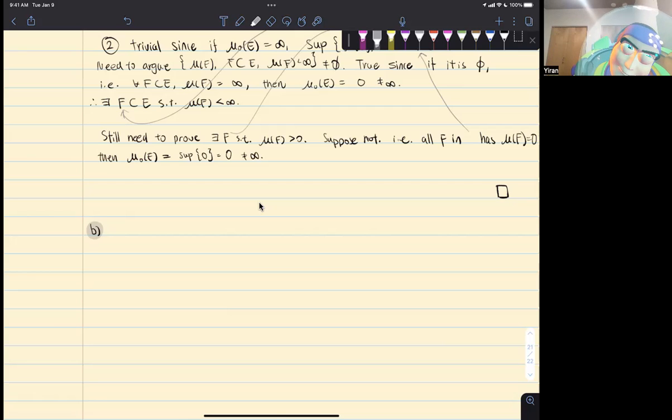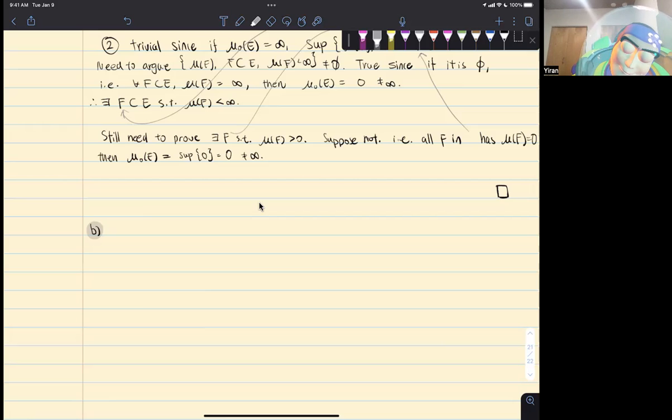So eventually, what is mu naught of E? Mu naught of E is equal to the supremum of mu of f, where f is a subset of E and mu of f is finite. So it is equal to this.